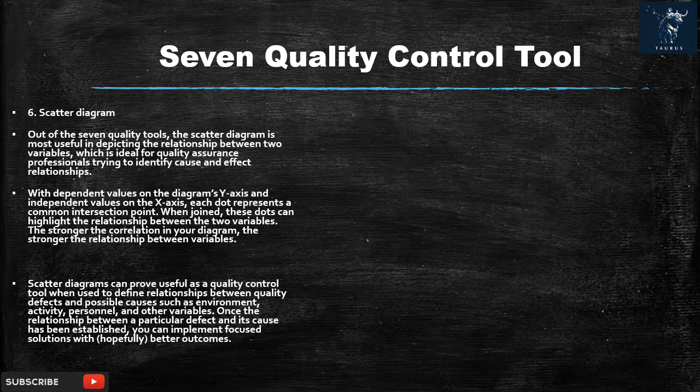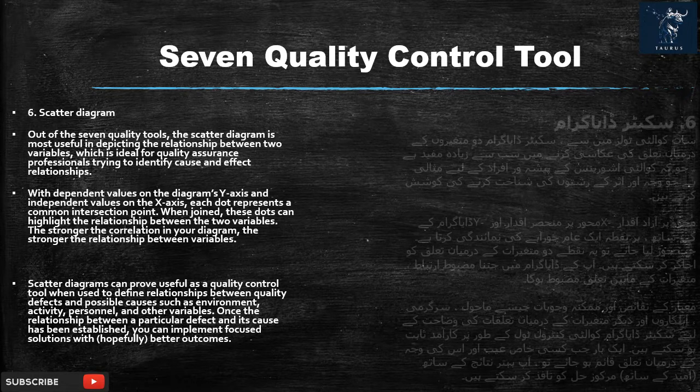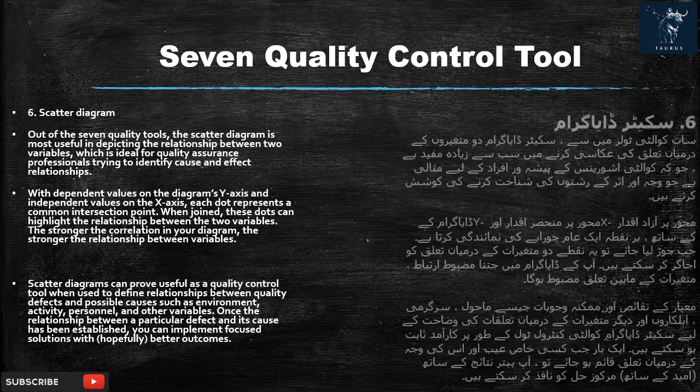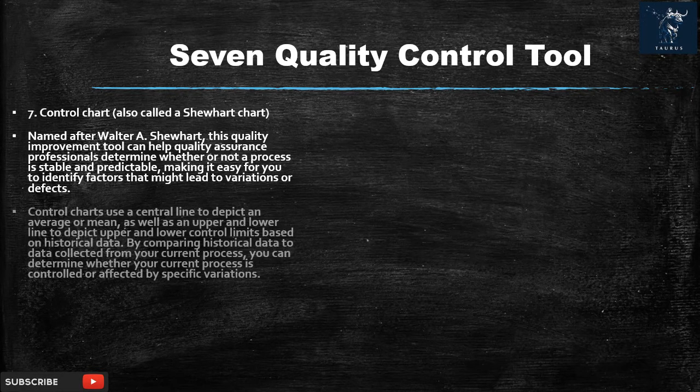Scatter diagrams can prove useful as a quality control tool when used to define relationships between quality defects and possible causes such as environment, activity, personnel, and other variables. Once the relationship between a particular defect and its cause has been established, you can implement focused solutions with hopefully better outcomes. 7. Control chart, also called a Shewhart chart, named after Walter A. Shewhart.